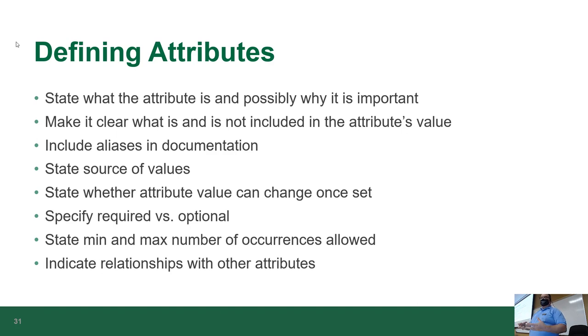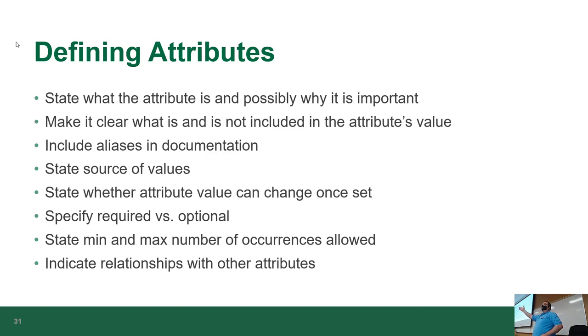You should define what is and is not included in the attribute's value. In other words, if you're saying that this is a person's given name, you say this will include people's given names. It's not going to include their last name. It's not going to include their dog's name. It's not going to include their cat's name. It includes their given name and only that.